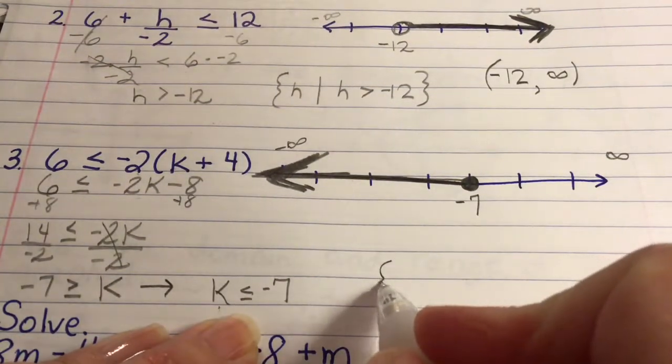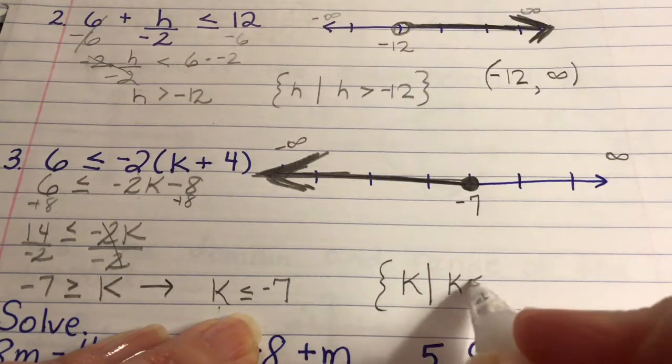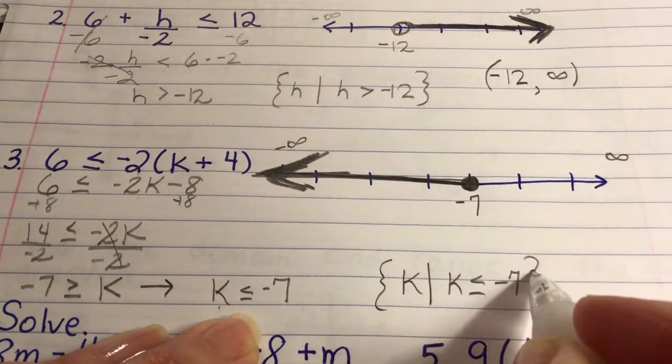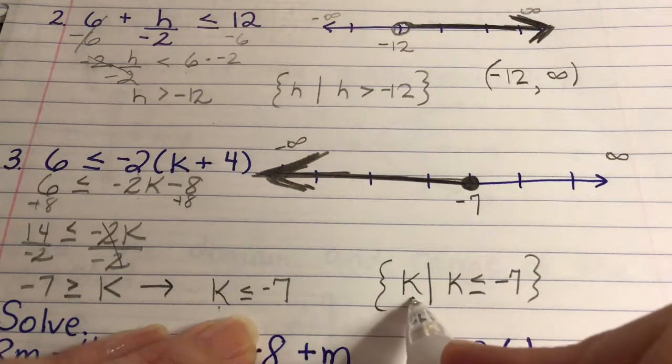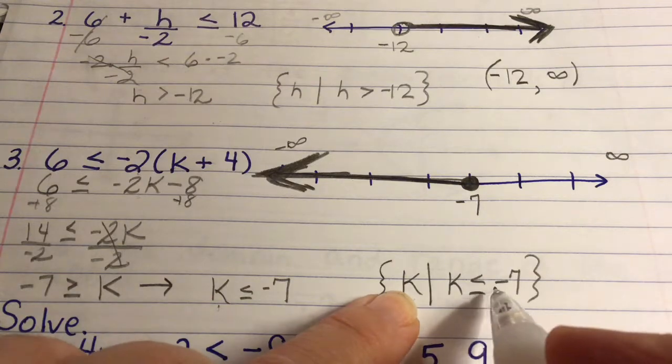Here's set builder notation. k such that k is less than or equal to -7. So my solution that will satisfy this inequality is any number that fits this description.